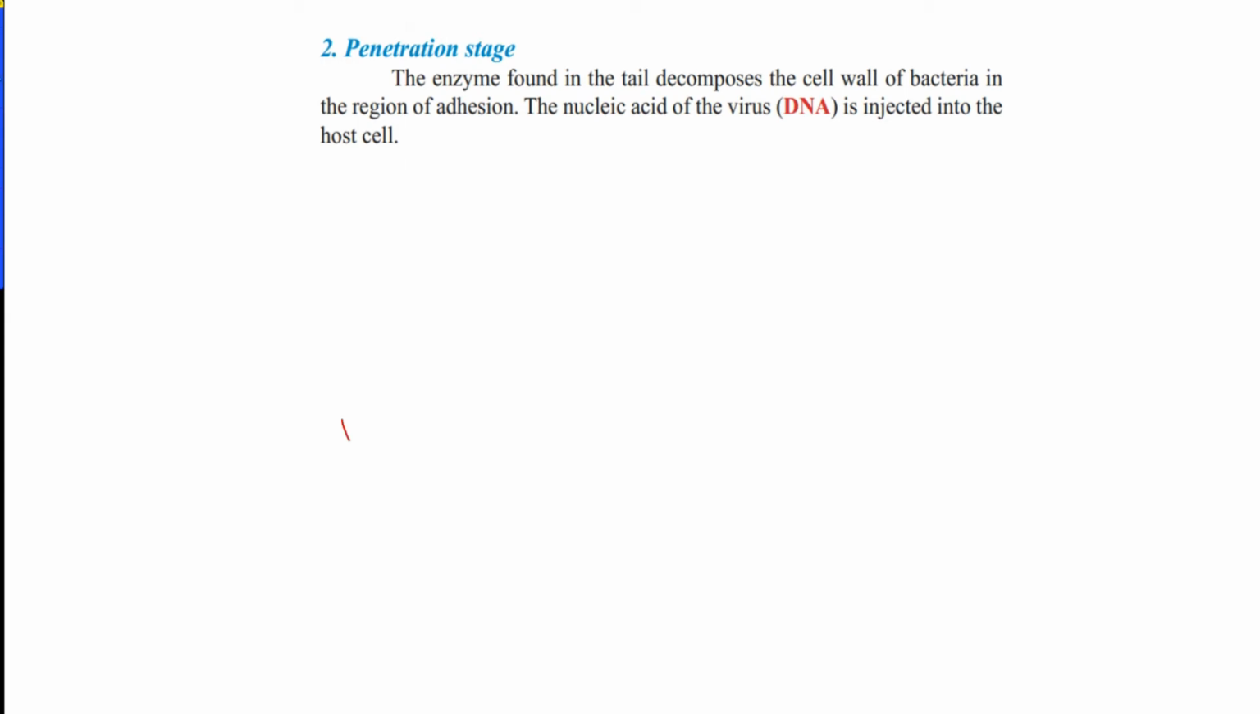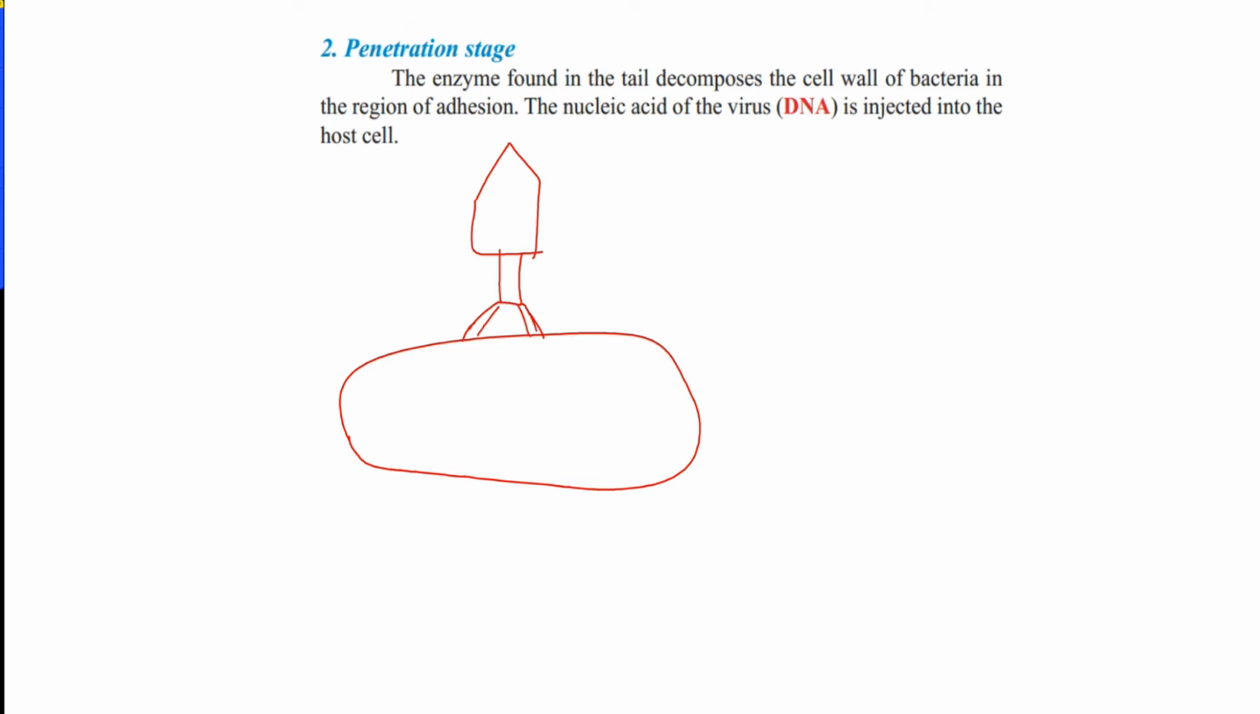Penetration stage, again, bacteria attacked by virus, which we call bacteriophage. Tail attach the surface by tail fibers, and the enzyme, viral DNA, and bacterial DNA. The enzyme found in the tail decompose the cell of bacteria in the region of adhesion. So there's an enzyme on tail of virus.